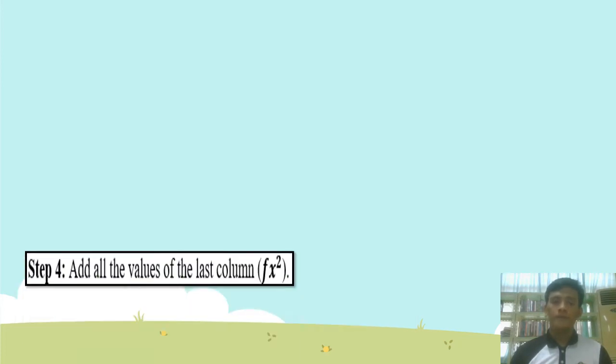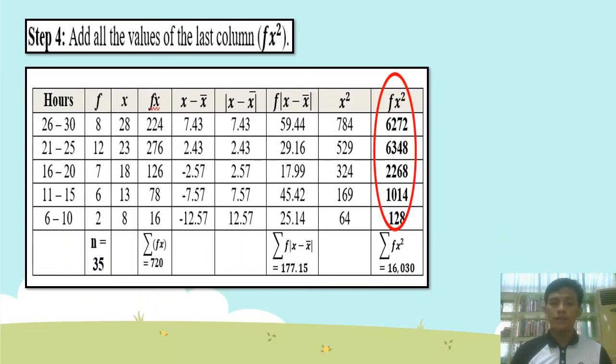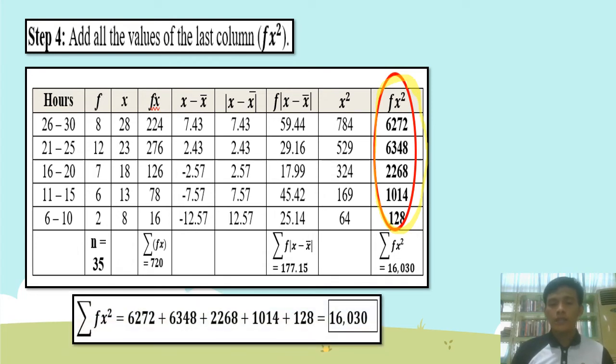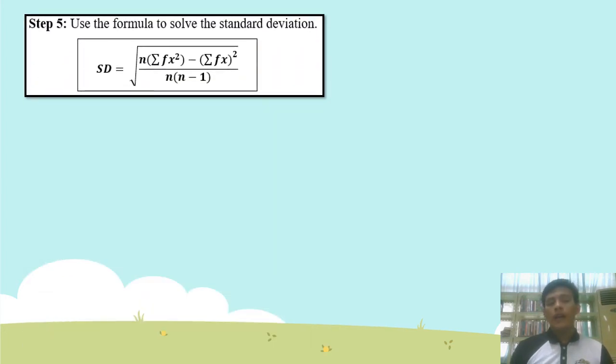Step 4. Add all the values of the last column, that will be fx squared. So just simply add all the values for this column. 6,272 plus 6,348 plus 2,268 plus 1,014 plus 128, and that will be equal to 6,030. Now we already have the value of our summation of fx squared. Now we can get the value of our standard deviation.